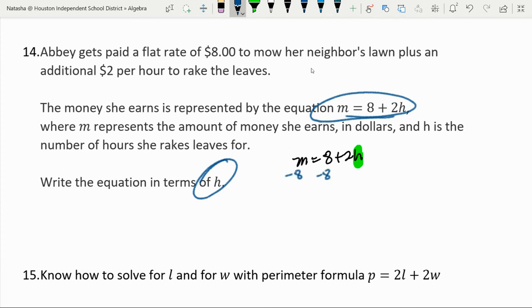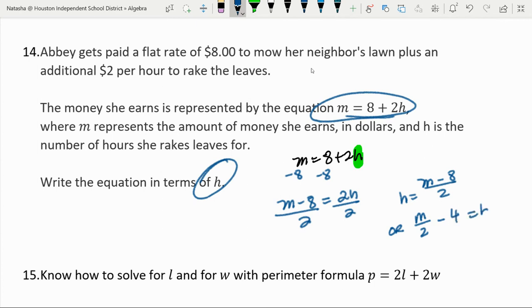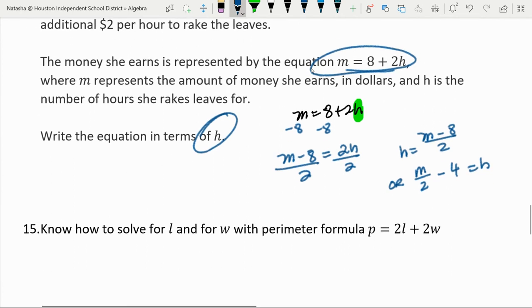So subtract 8. So that's going to be m minus 8, and that's going to be equal to 2h. We're then going to divide by 2. So h is going to be equal to m minus 8, divided by 2. Or you can say m over 2 minus 8 divided by 2, which is 4, is equal to h. Those are two equivalent statements.